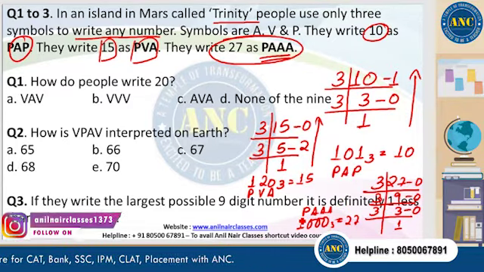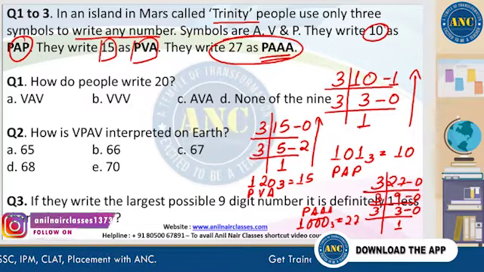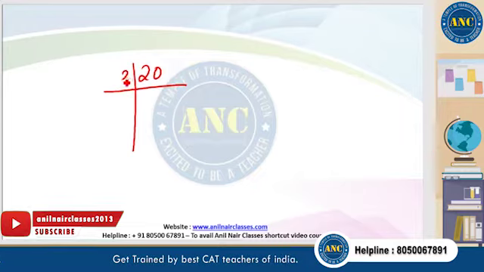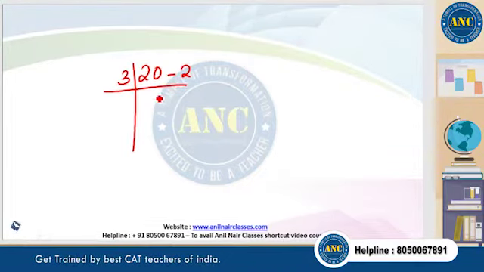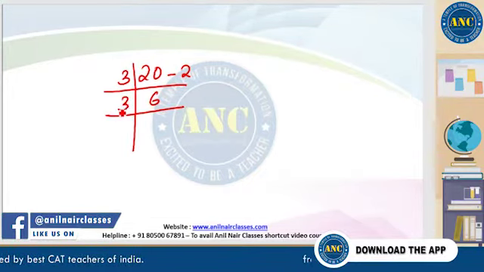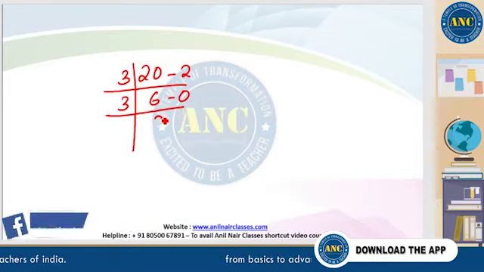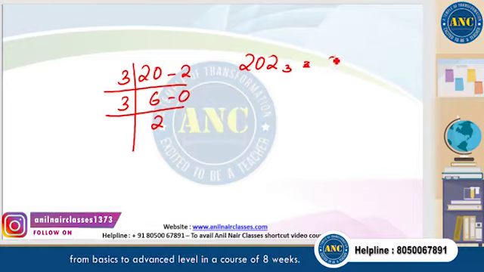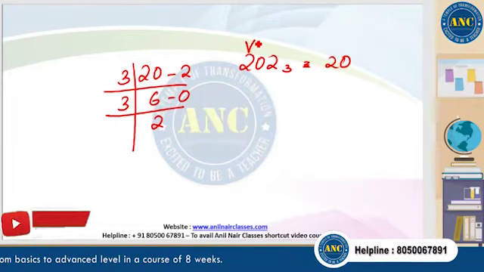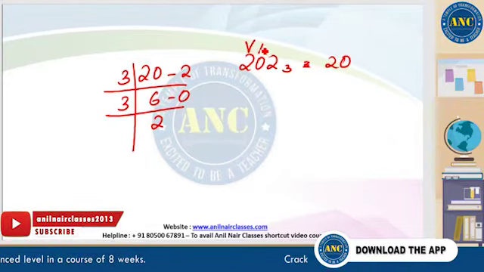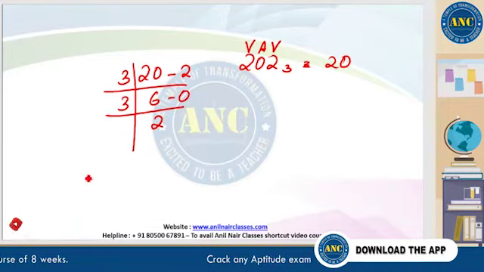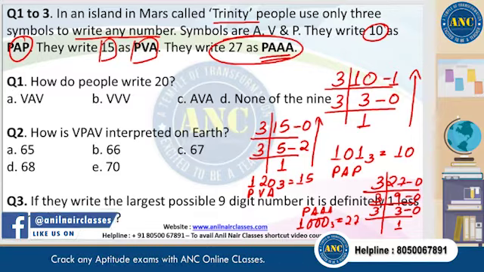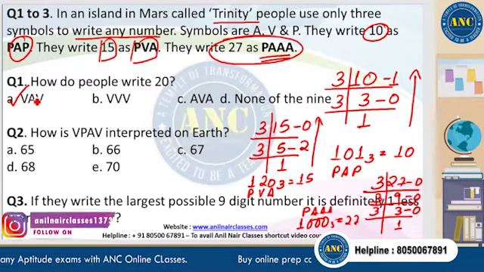The first question, they're asking, how do you write 20? So 20. If we divide by 3, the remainder is 2. The quotient is 6. Again, we divide 6 by 3, the remainder is 0, and the quotient is 2. So 2, 0, 2 in base 3 is equivalent to 20. We know 2 is V, we know 0 is A, and we know 2 is V. So we'll write 20 as VAV.